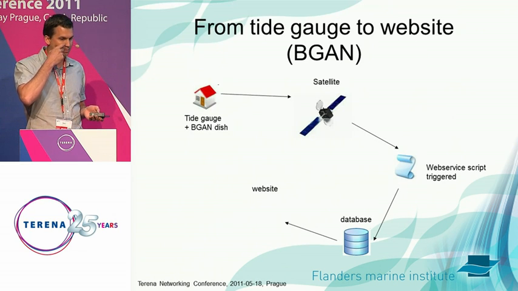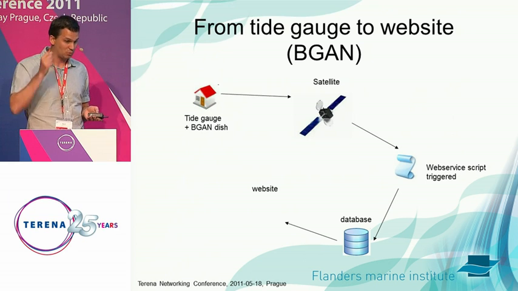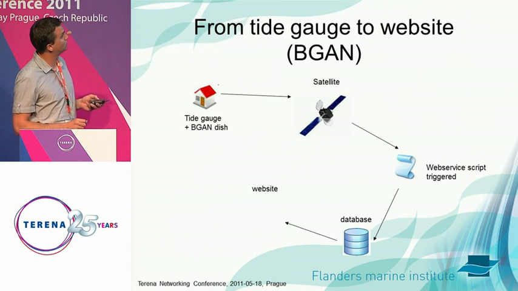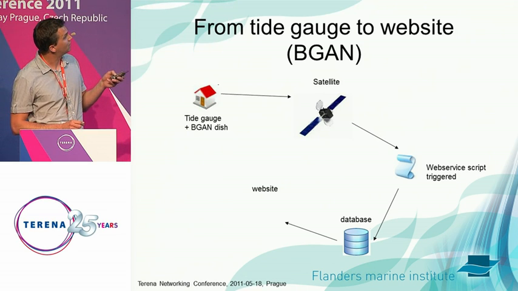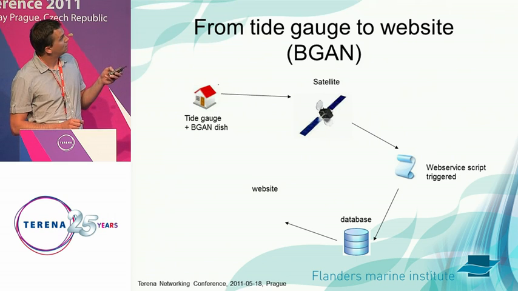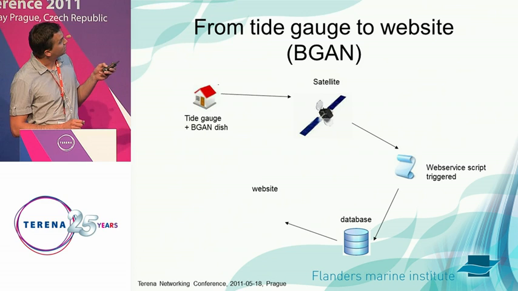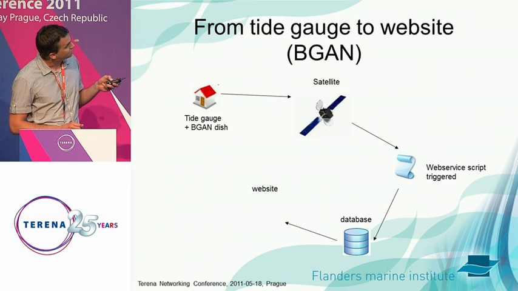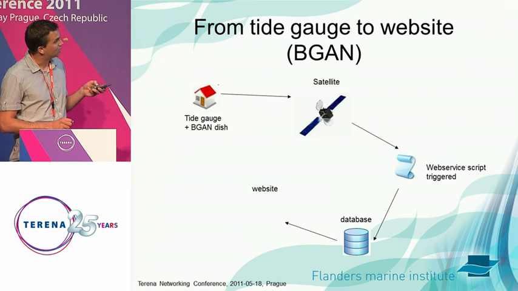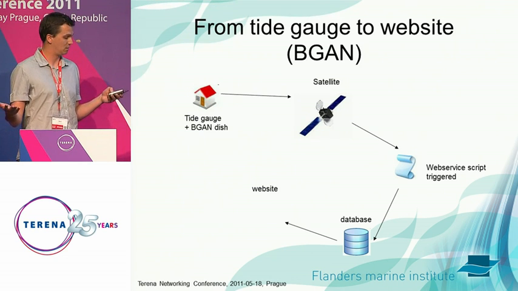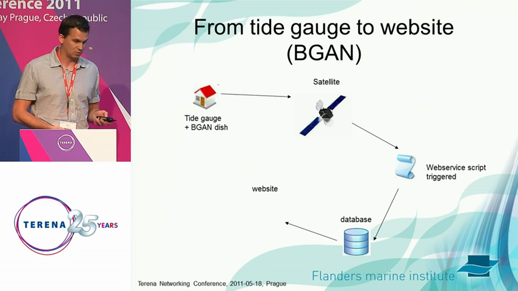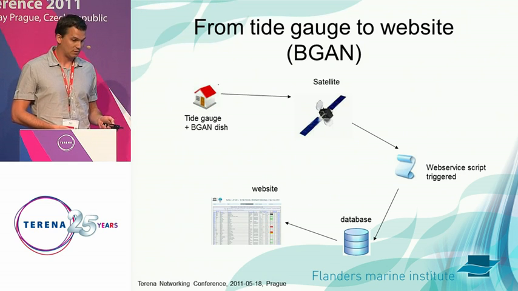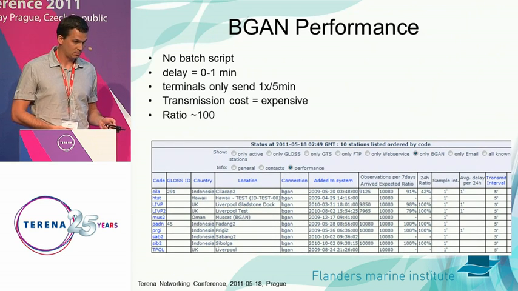From the tide gauge to the website again, but via the beacon. This is really the ideal system, I think. From the tide gauge, you go directly to a satellite. That satellite is directly connected to the internet, and the tide gauge itself, in fact, triggers the script which does the insert into the database. Which means you have zero delay. We are testing this now, and it looks like it is working. We will continue testing and see how it goes.